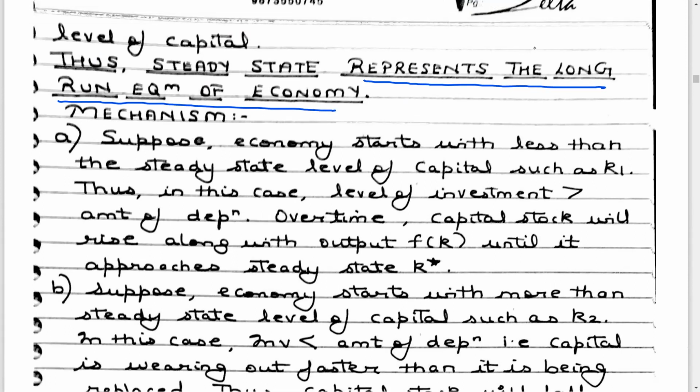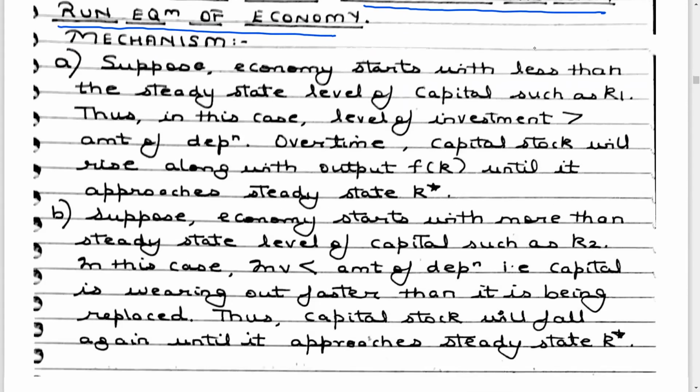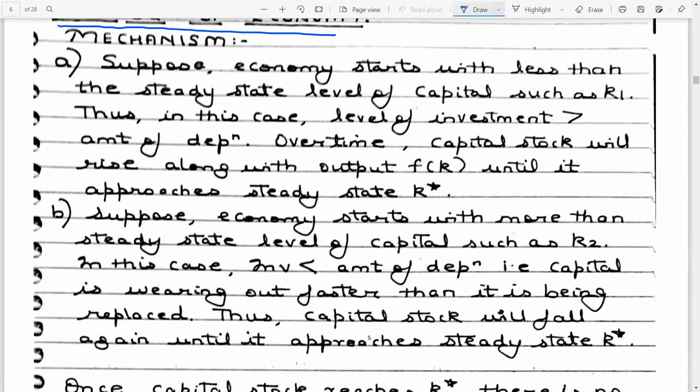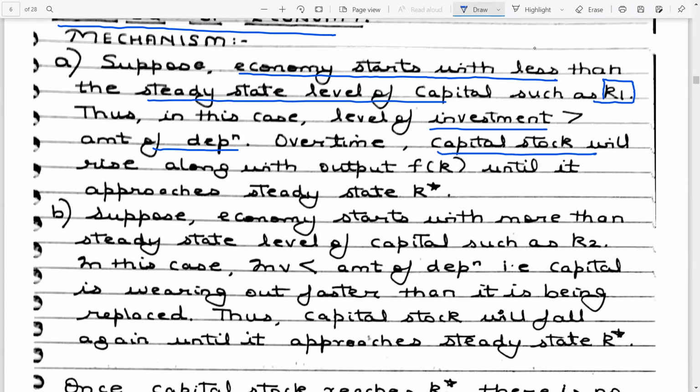Okay, so the mechanism, I had explained the mechanism. We can quickly go over it. Mechanism is the same, which I had explained. Suppose the economy starts with the capital stock less than the steady state level of capital, which is K1 in the diagram above. You can see in that case, investment is more than depreciation, which causes the capital stock to rise till it reaches the steady state level K star.